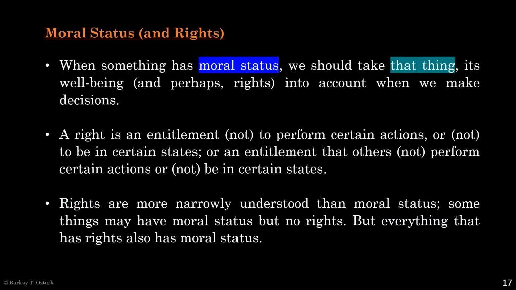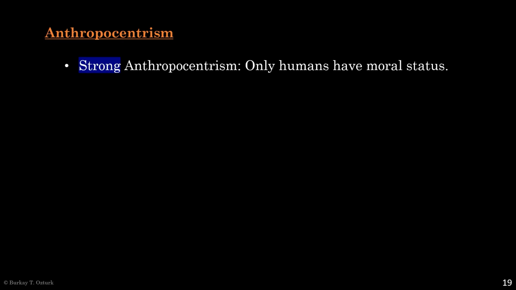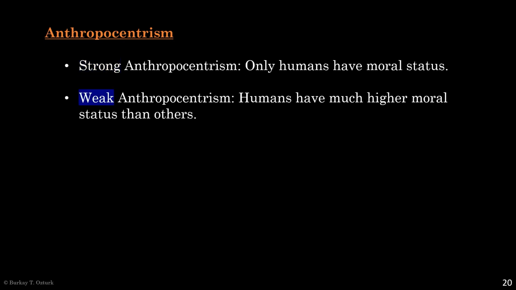It is also fair to ask, what are those things that have moral status? Here, there is again disagreement among ethicists. One view is Anthropocentrism. The word, which literally means human-centered, should give you a hint about what this view is about. There are two versions of Anthropocentrism. According to the strong version, only humans have moral status. On the weak version, other things can also have moral status, but humans have much higher moral status than others.